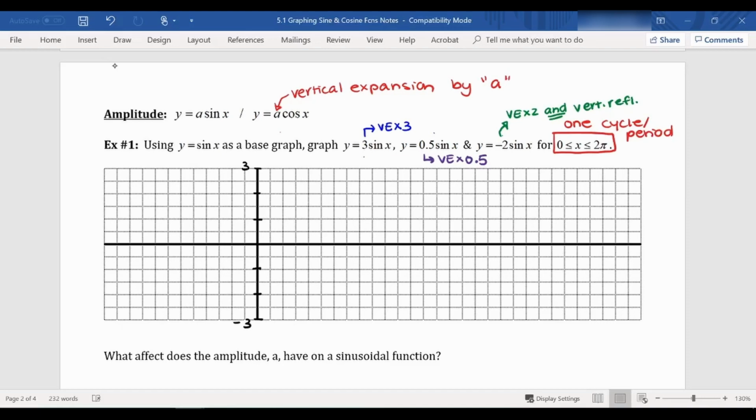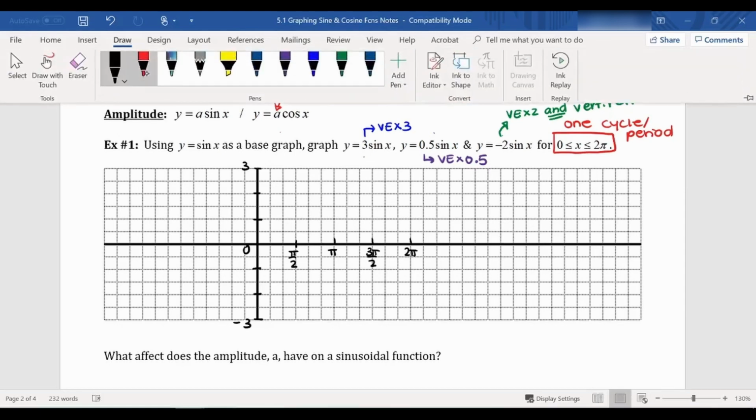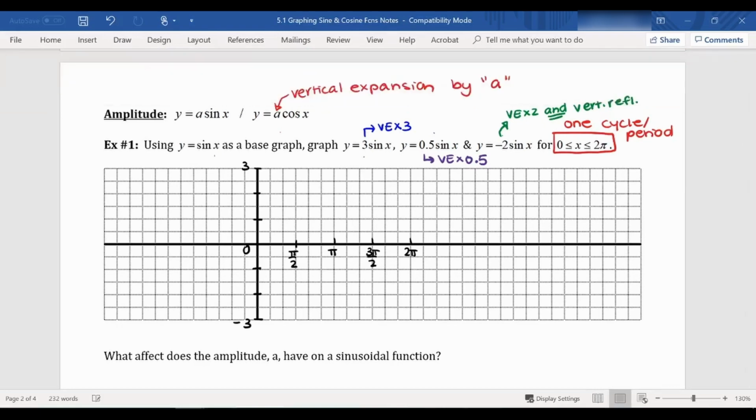I don't need any values to the left of my axis because it's telling me my smallest x is 0. And I need to go up to 2 pi. So I might make maybe every 3 boxes is going to be pi over 2. That would work. You can spread it out more if you would like. So I'm going to draw my basic sine graph first because it says to use sine x as a base graph. So how I like to draw my sines is I am going to place all my zeros first.